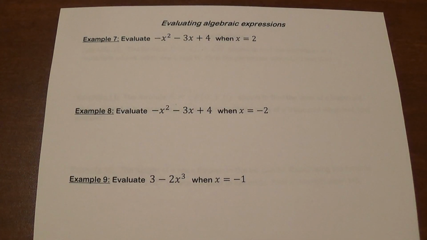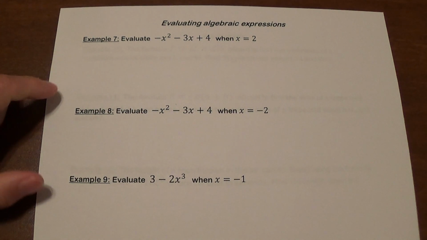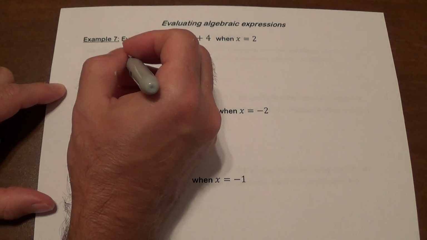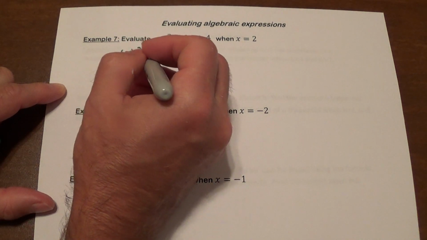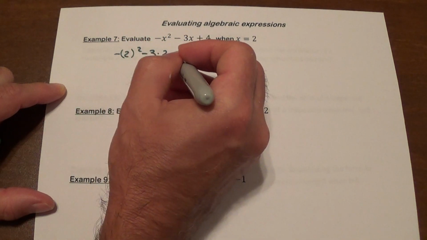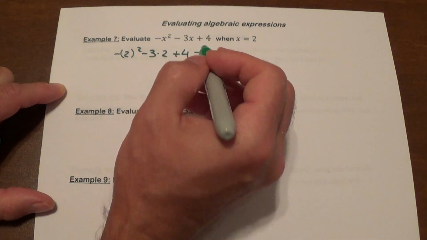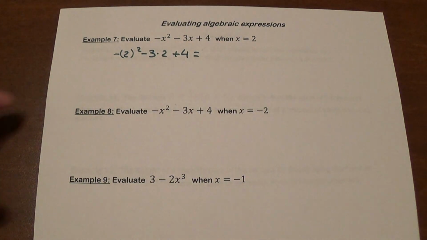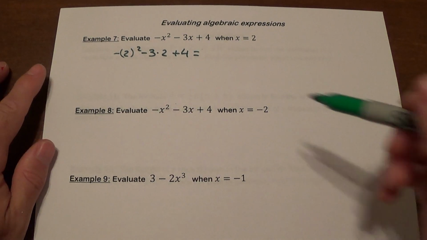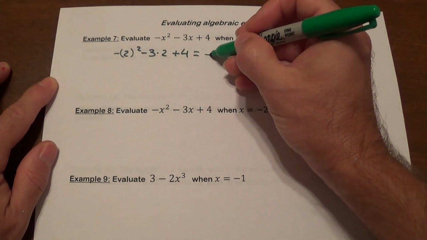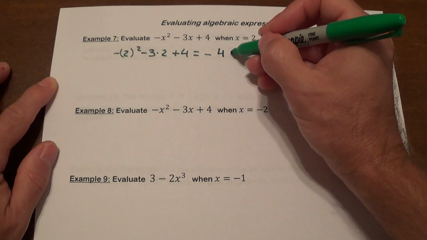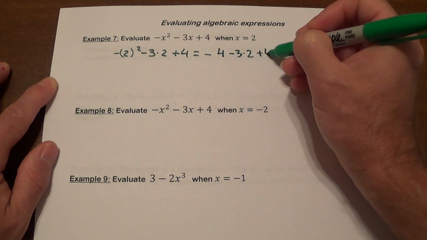Okay. So we have this expression, negative 2x squared minus 3x plus 4 when x is 2. Let's substitute that. So it's going to be negative 2 squared minus 3 times 2. I usually like putting those numbers in parentheses just so that students can see what's being squared and what's not. So we're going to have to square here. It's negative 4, minus 3 times 2 plus 4.